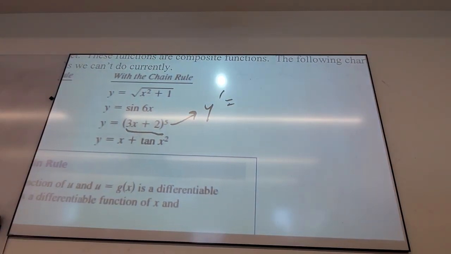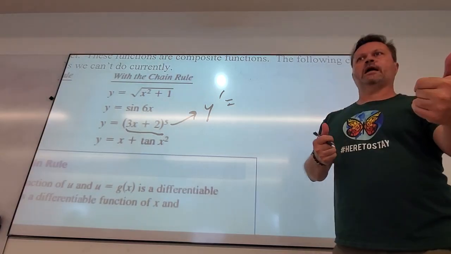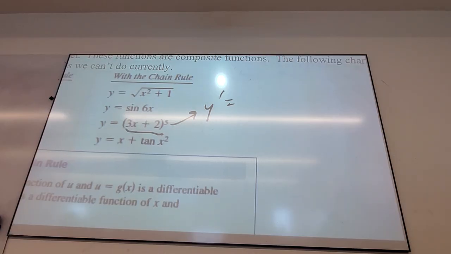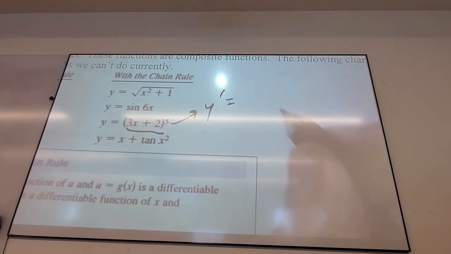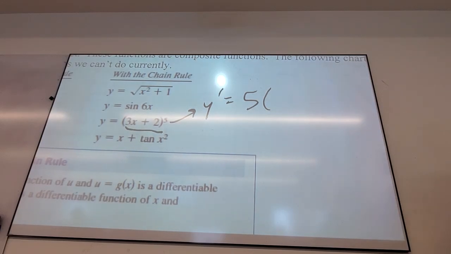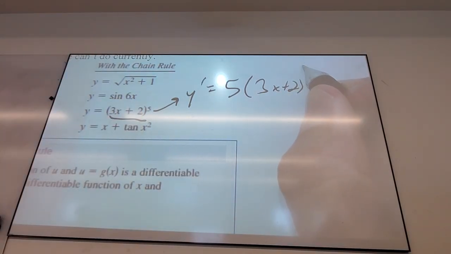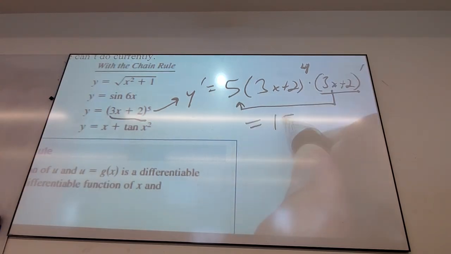What's the outside function? Not 5, the 5th power. How do I do the derivative of something to the 5th power? What's the 5 do? It comes down in front of stuff to the 4th power, times the derivative of stuff. What's the derivative of stuff? 3. 3 times 5? 15x. Always do simple simplifications.